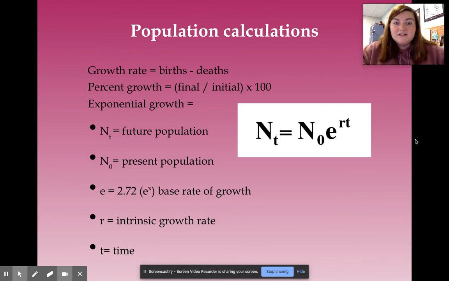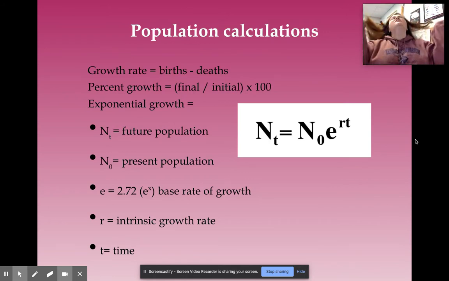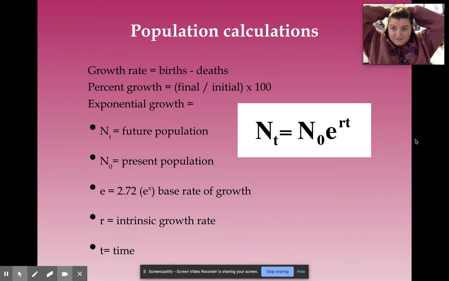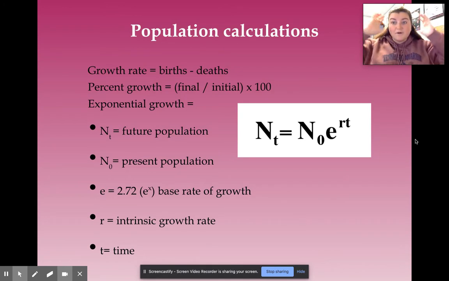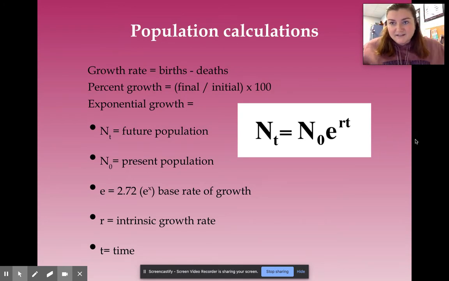So population calculations, at first glance, can look a little bit stressful because you've got numbers and exponents and subscripts and scary looking things, but I promise it's not actually that scary. I've told y'all before I'm the world's worst at math, so if I can do this, I swear you guys can too. No problem at all.